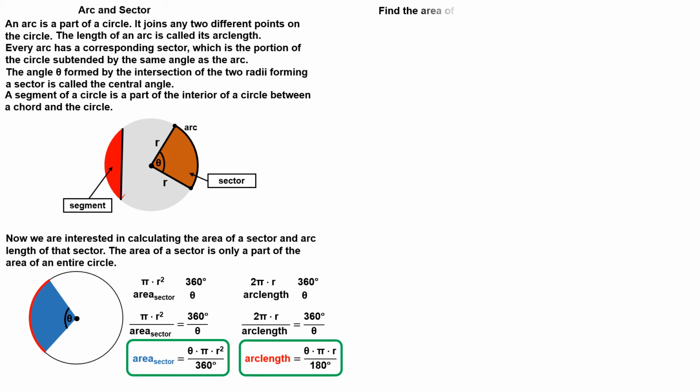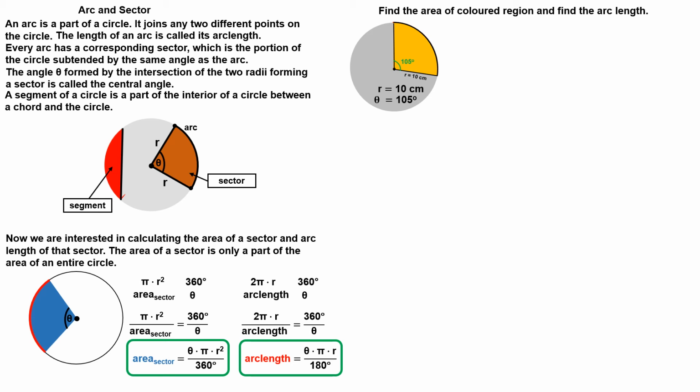Find the area of the colored region and find the arc length. We have the radius and central angle. Take the formula and change the values. Take the formula, change the values.